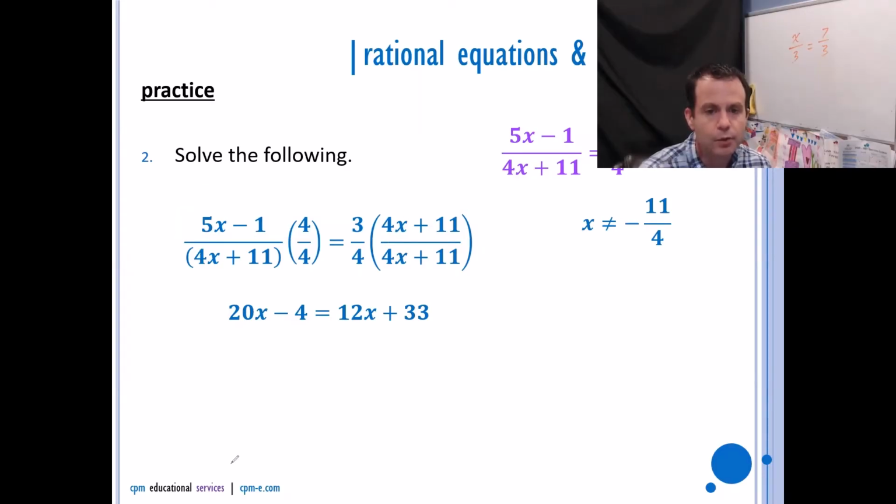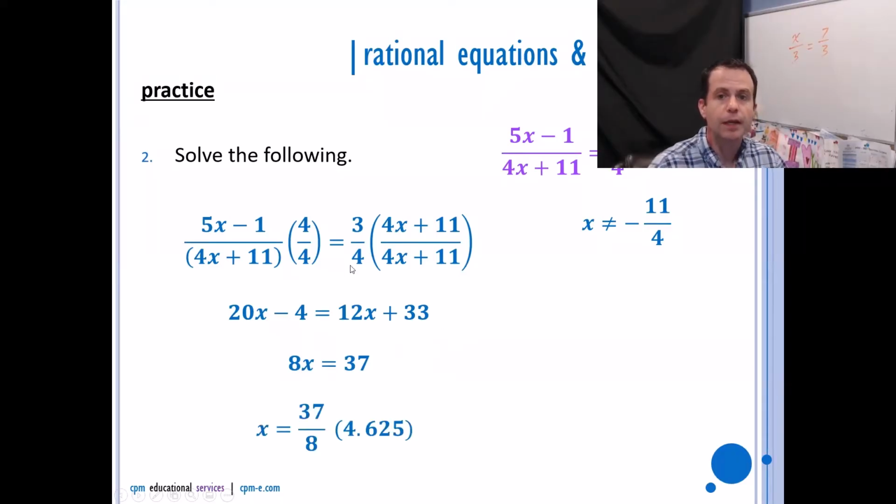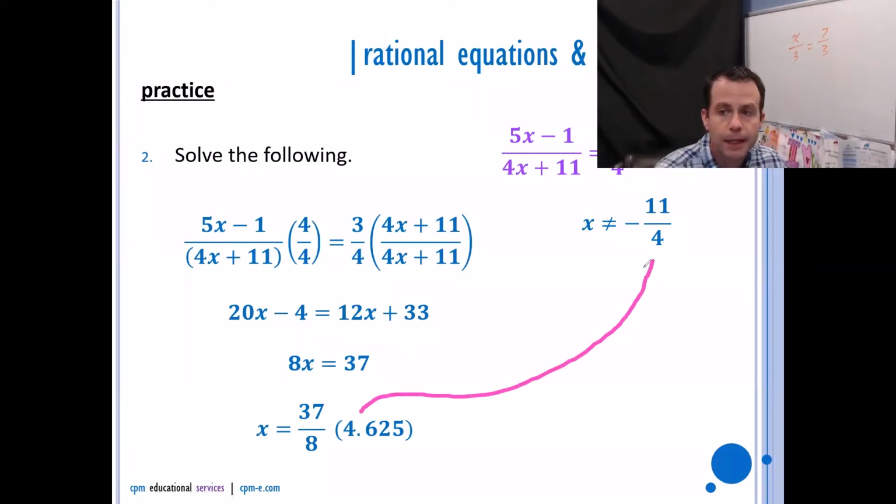Sorry, I tried to get my ink off and I didn't have my mouse anymore. So I subtracted 12x from both sides and I added 4 to both sides, and that gives me 8x equals 37. Divide both sides by 8, and so x will equal 37 over 8. Okay, now I check that against my NPV. I say, hey, that better not be an NPV, and it's not, so I'm good to go.